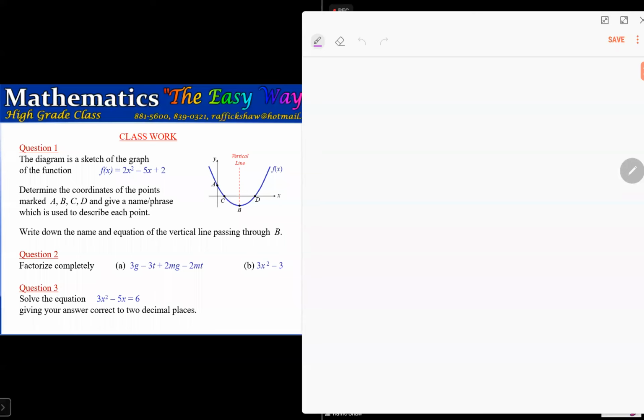That vertical line, it is a line, it's not a point, right? Because some persons answered that question as if it was a point. It's a vertical line passing through B. B is a minimum point. So the vertical line which passes through the turning point is the axis of symmetry or the line of symmetry. And I wanted us to find the coordinates for each of those 4 points and also to give a name or phrase which is used to describe each point.